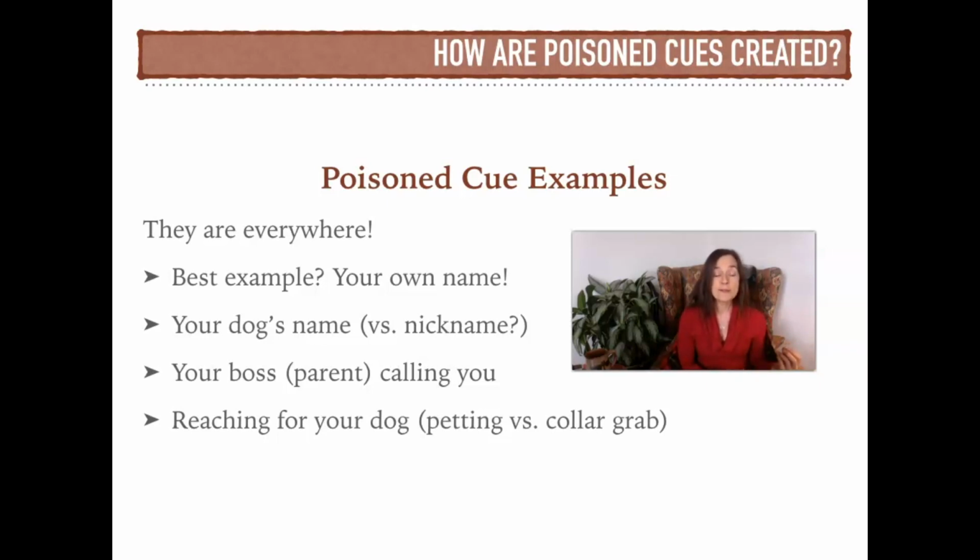If I was a really great trainer, I would have a specific nickname just for when I'm annoyed with her, and I would only ever use it then. But anyway, I digress. Another example of a poison cue would be your boss saying something like, "Can I see you in my office after lunch, please?" Think about it. How does that make you feel?